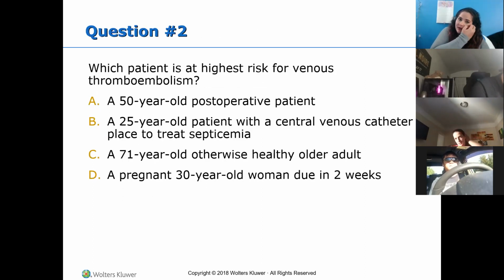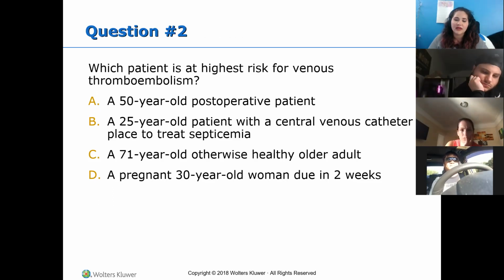Question. Which patient is at the highest risk for venous thromboembolism? You have a 50-year-old post-operative patient, a 25-year-old patient with a central venous catheter in place to treat septicemia, a 71-year-old otherwise healthy older adult, and a pregnant 30-year-old woman due in 2 weeks.